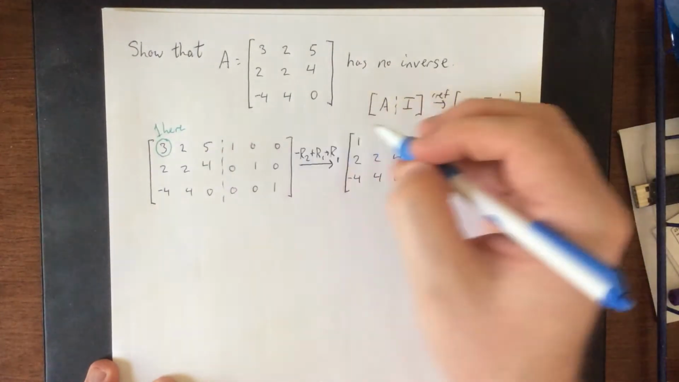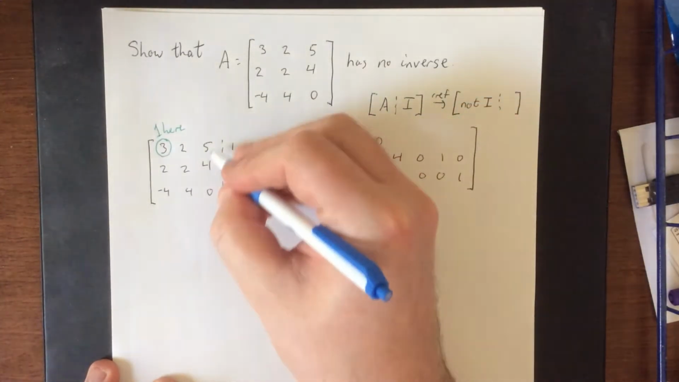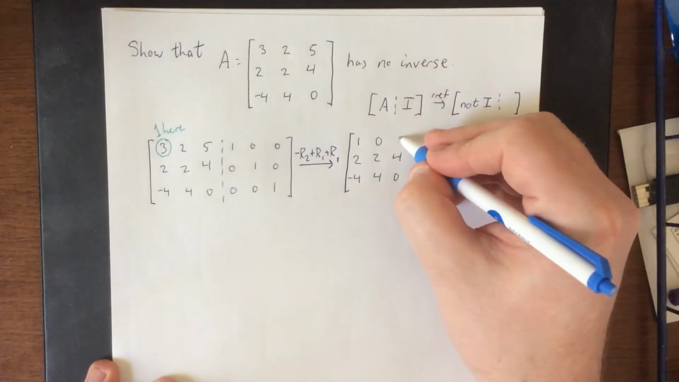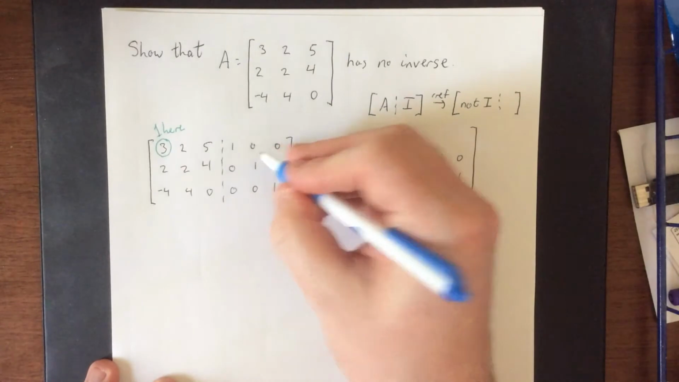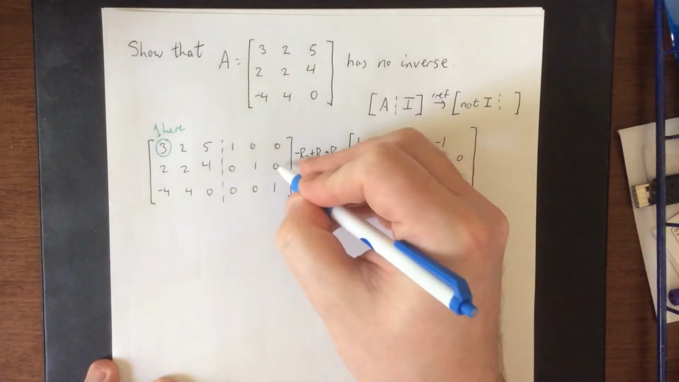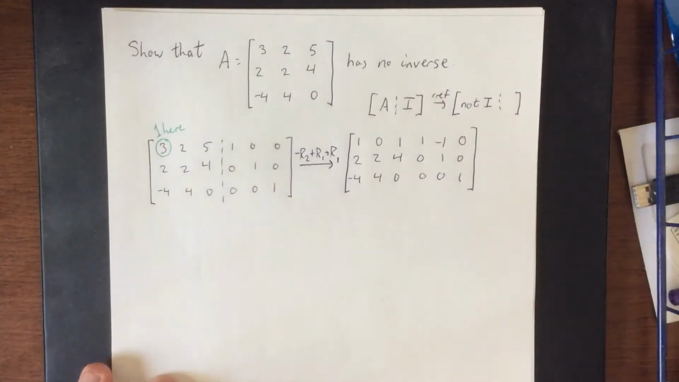Negative 2, add to 2. Negative 4, add to 5. Negative 0, add to 1. Negative 1, add to 0. And negative 0, add to 0. Boy, that feels weird to say negative 0.